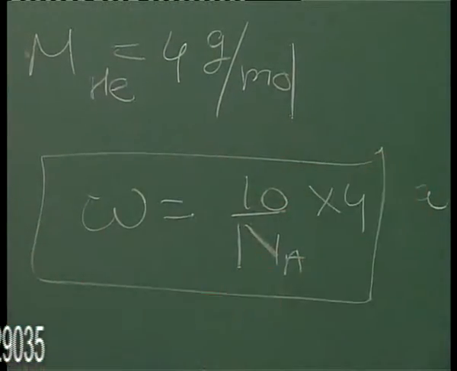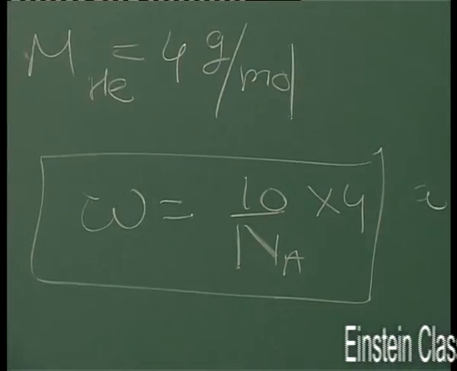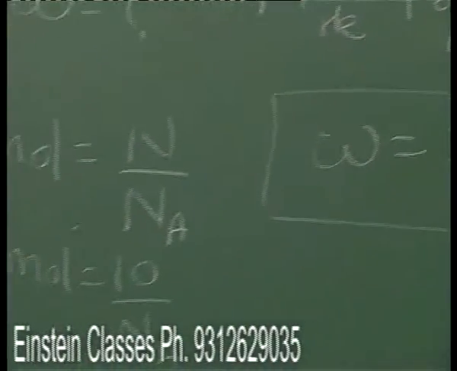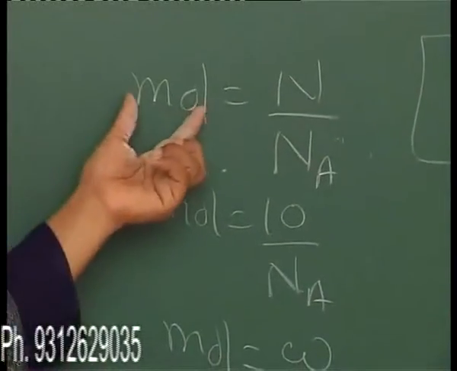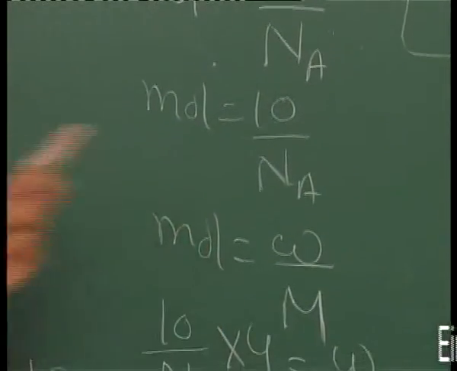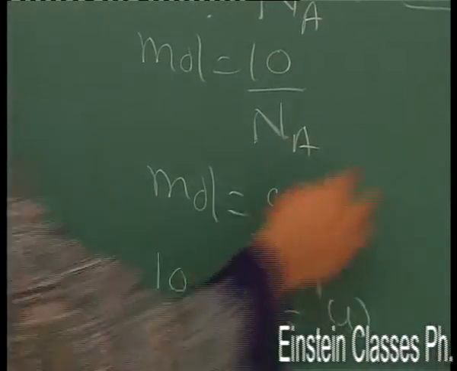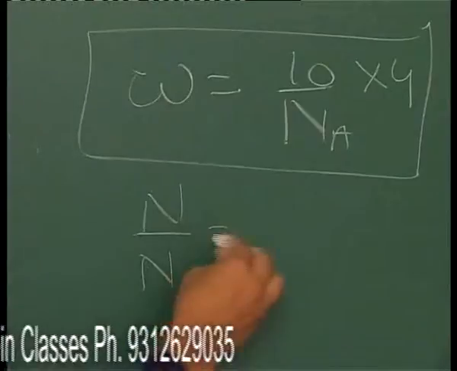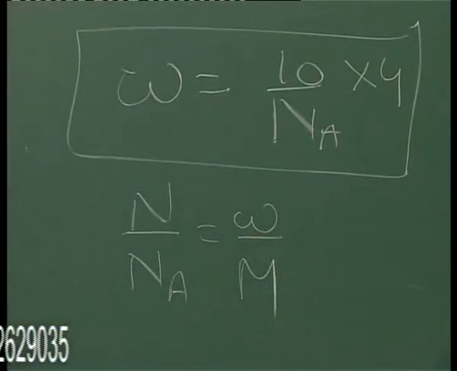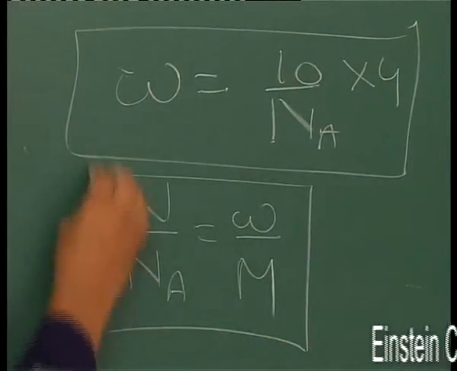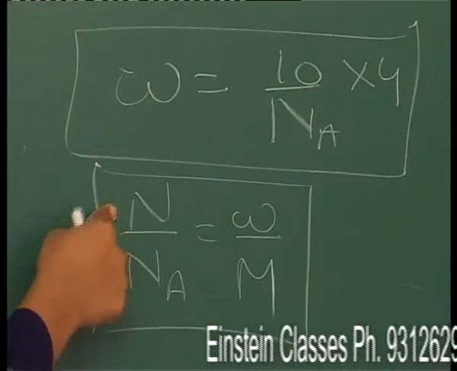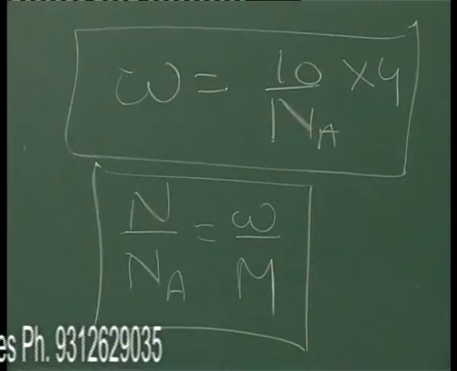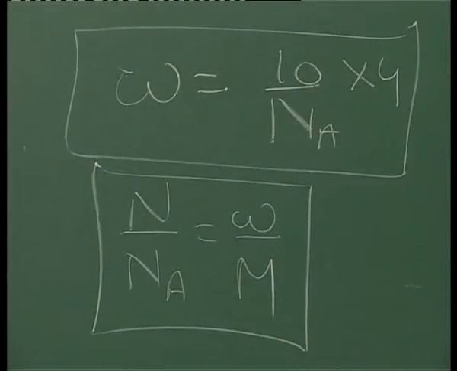We can simplify and write it as 40 by Na, or we can solve it further. Or we can directly equate these two equations. Basically, we calculate the mole from here and equate it here, so we can directly relate these two things. N by Na is mole, which is equal to the given mass by the molar mass. So we can find by this relation, if we take 10 atoms, what is the mass of these 10 atoms of helium in a container.